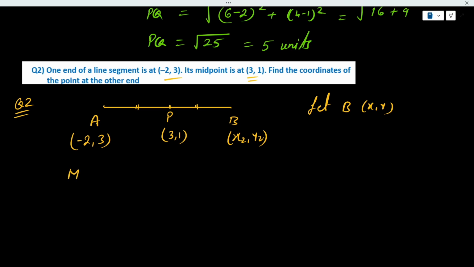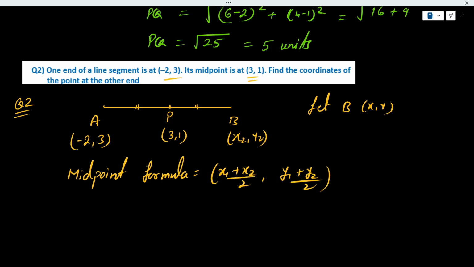So what is your midpoint formula? Because the midpoint is given, we'll use the midpoint formula. Midpoint formula, you know that it is x1 plus x2 by 2 comma y1 plus y2 by 2. Right, now the midpoint is P. So what are the coordinates of P? 3 comma 1 will be minus 2 plus x2 by 2. You need to calculate x2 and y2. 3 plus y2 by 2.